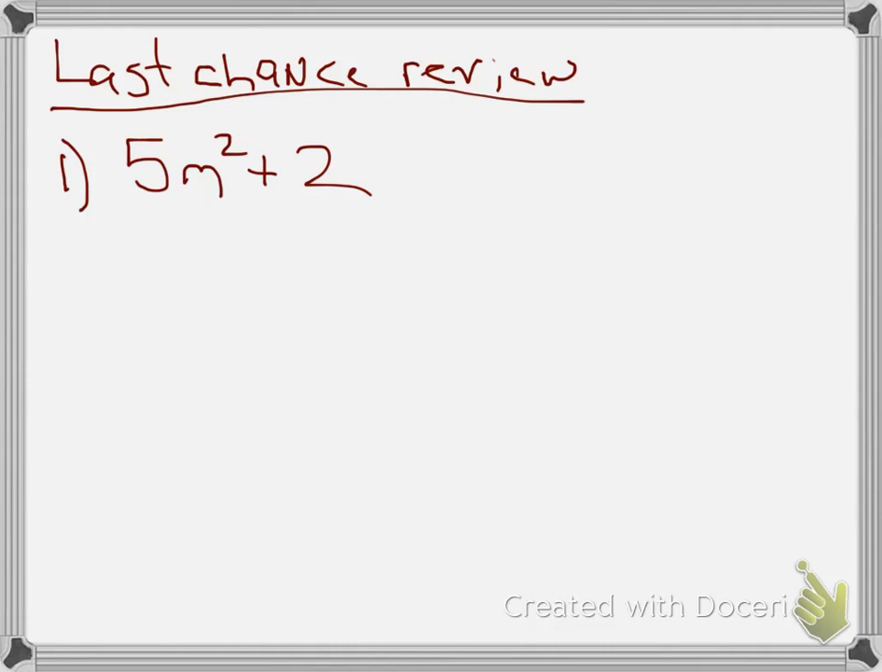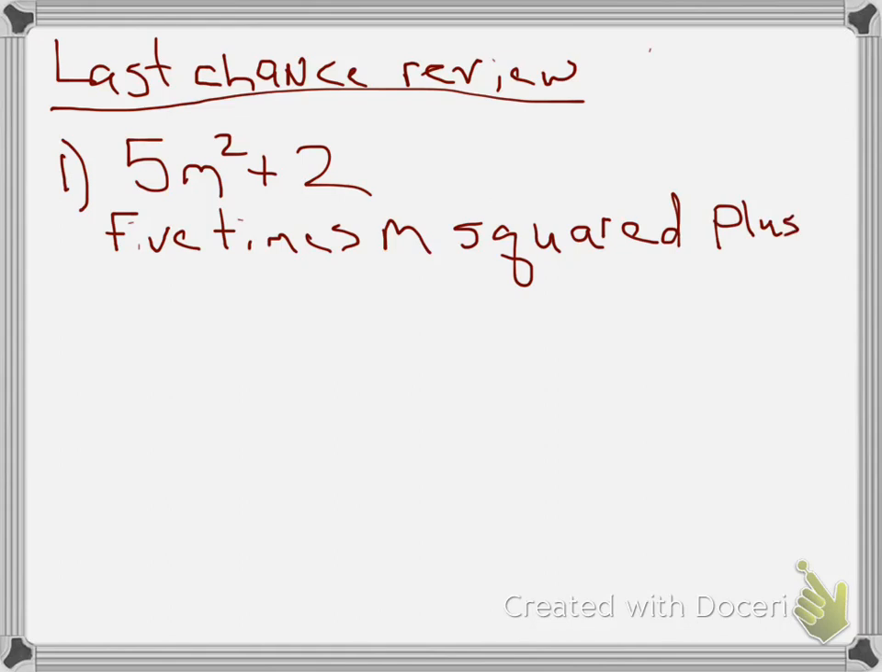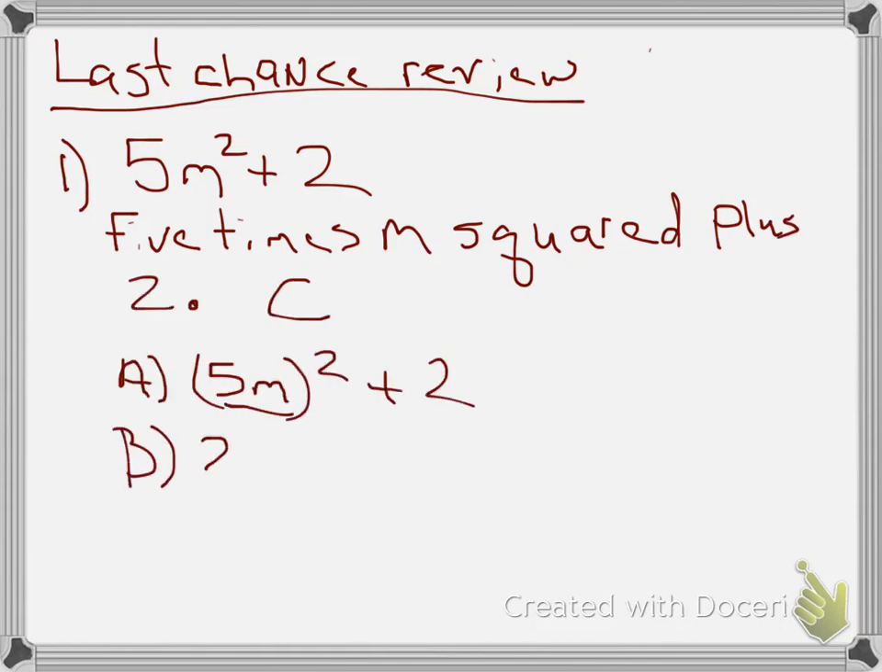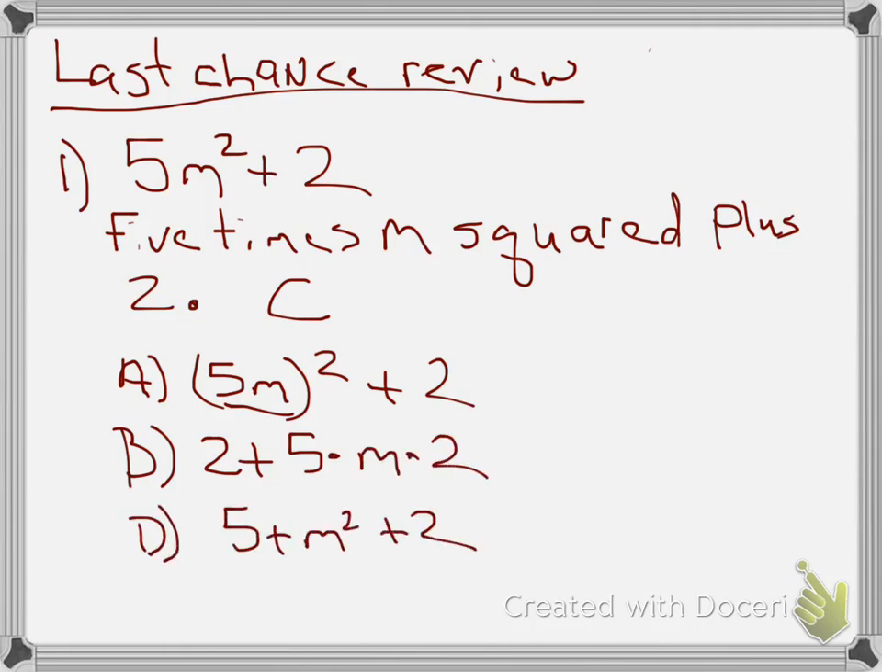Anyways, 5m squared plus 2. So we're looking for something that says something like 5 times a number squared, or m squared, plus 2. And the correct answer here is C. M doesn't work because if you read it, 2 more than the square of the product of 5 and m, that's like saying parentheses 5 times m, then square it.